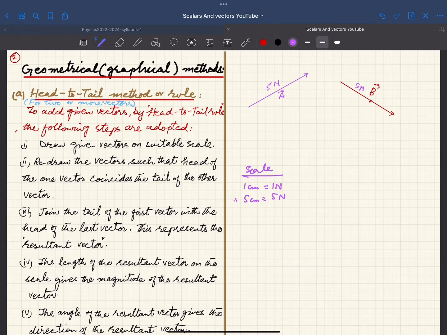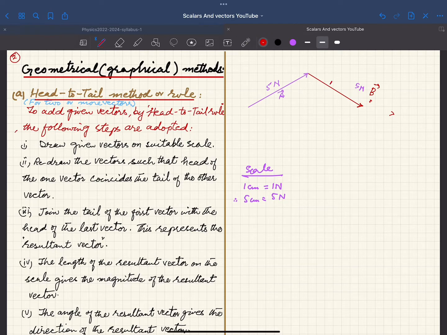So both of them are equal, but the thing is that these two vectors are not in a parallel situation; they are making an angle with each other. So first of all, these two vectors are given. The second step is to take vector B in such a way that the tail of vector B will coincide with the head of the first vector A. So this is the situation.